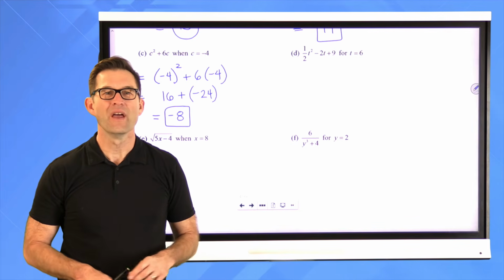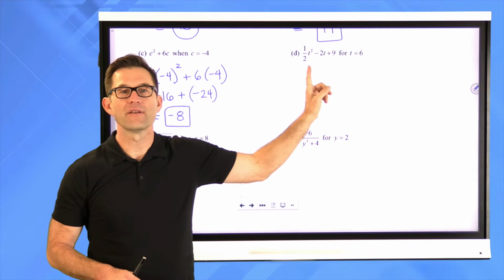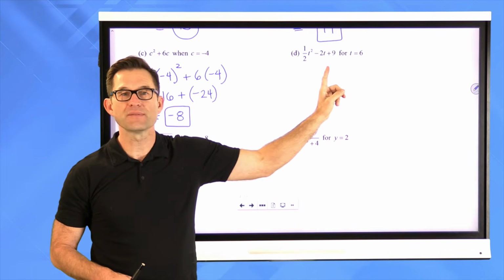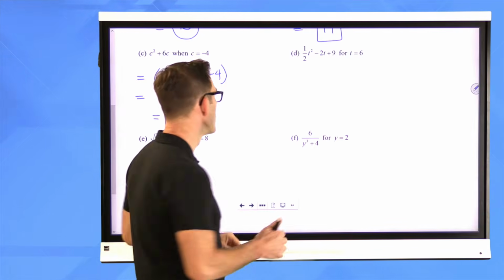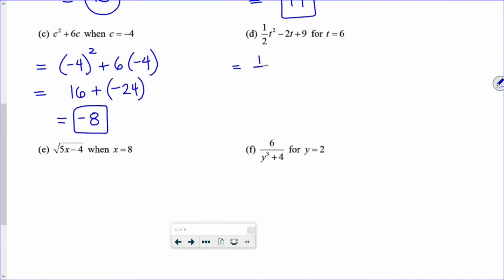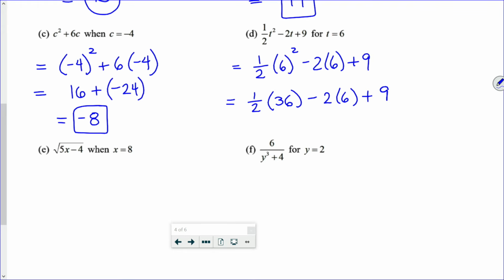All right, let's go through it. So in letter D, we have 1/2 times t squared minus 2 times t plus 9 for t equals 6. Again, let's be careful. When I do the substitution, I'll almost always put whatever value I'm substituting into parentheses. Order of operations tells me I should do that 6 squared first. 6 times 6 is 36. Maybe we'll leave all the other multiplication alone for right now. Now, 1/2 times 36. Remember, that's just 36 divided by 2, so that's 18.